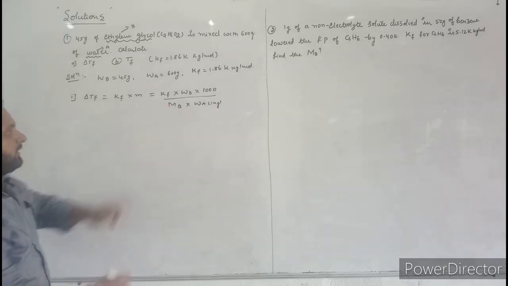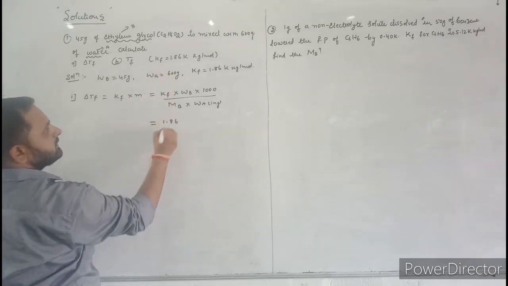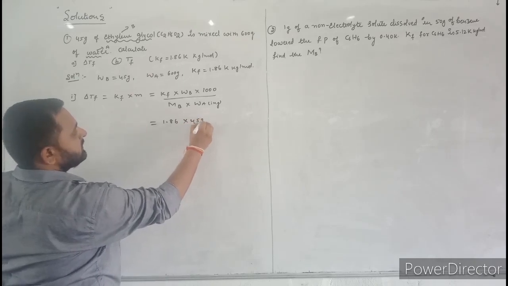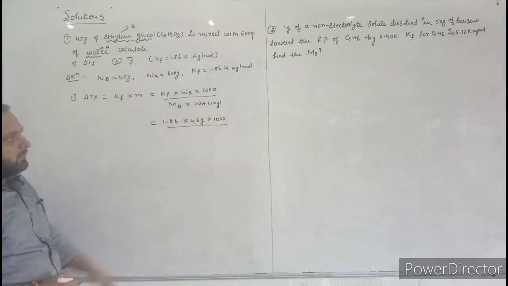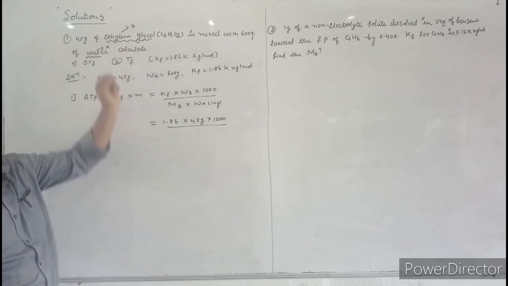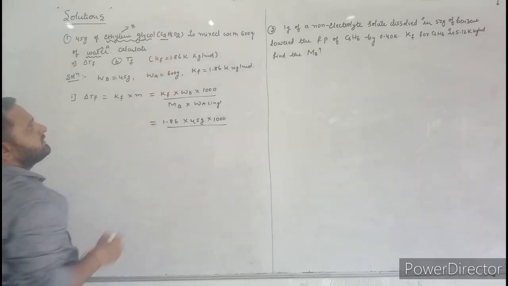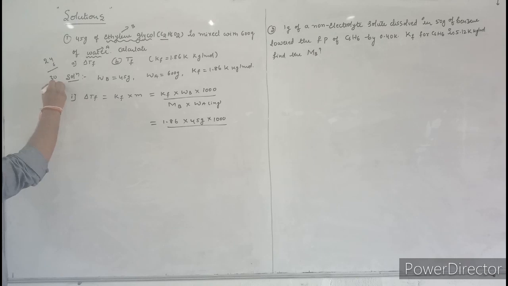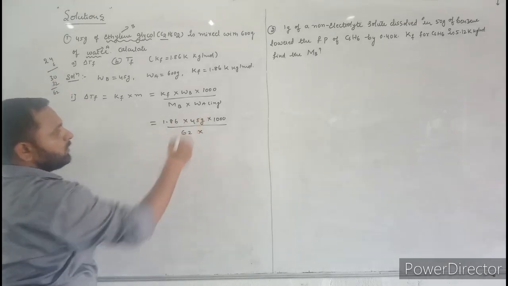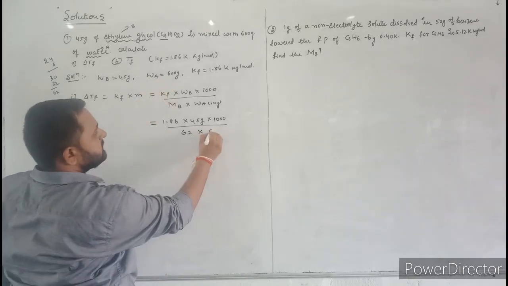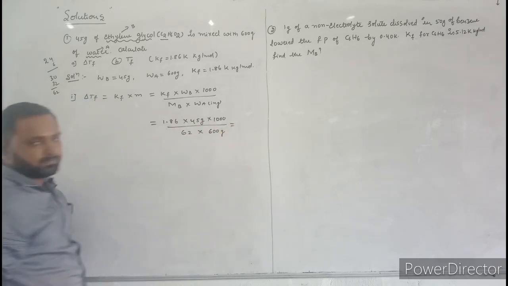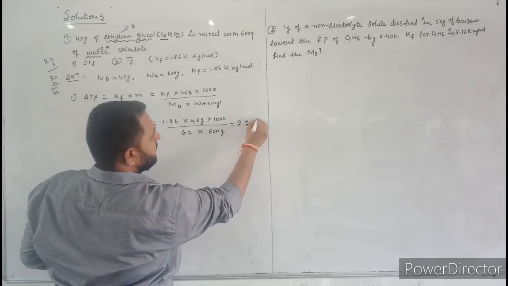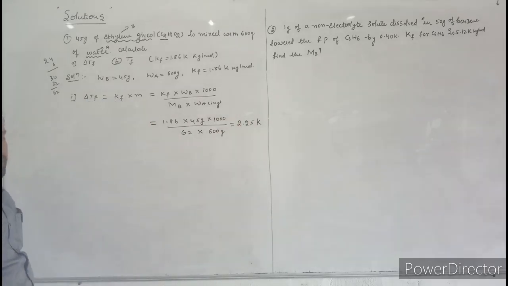Now you just substitute values here. What is the Kf value? 1.86. Okay, 1.86 into the weight of solute, which is 45 grams, into 1000, divided by the molecular mass of solute. What is the molecular mass of ethylene glycol? This is 12 plus 12, 24, plus 6, 30, plus 32, 62. 62. Next, into the weight of solvent, which is 600 gram. You just simplify this one. If you simplify this, nearly you will get 2.25 Kelvin. Next, the second one.